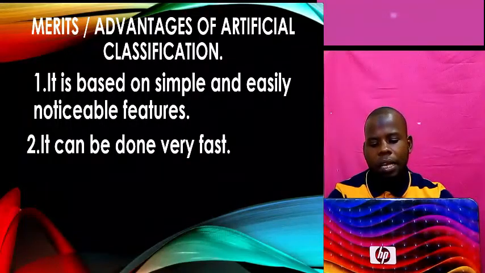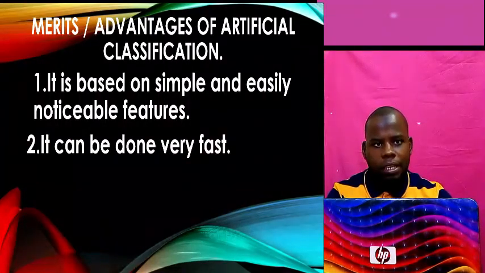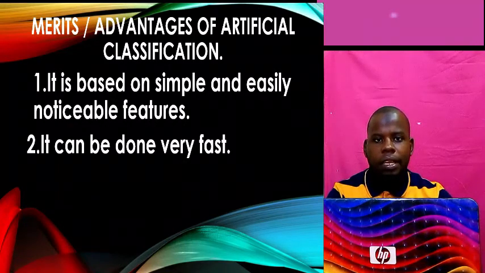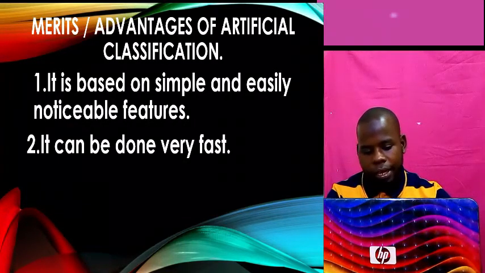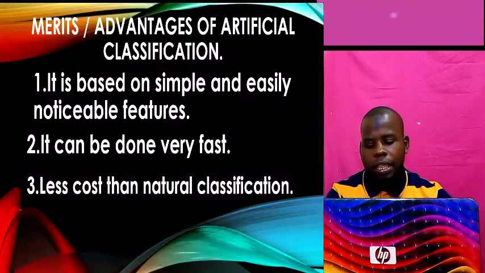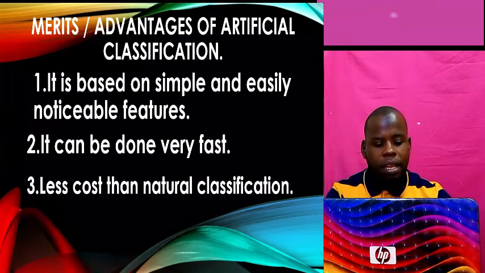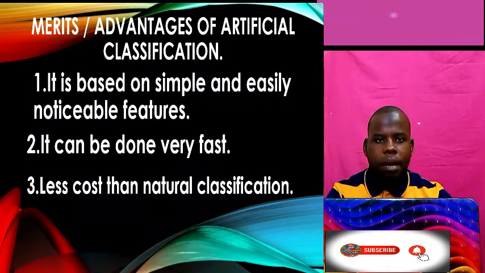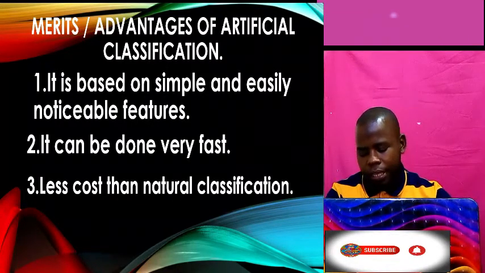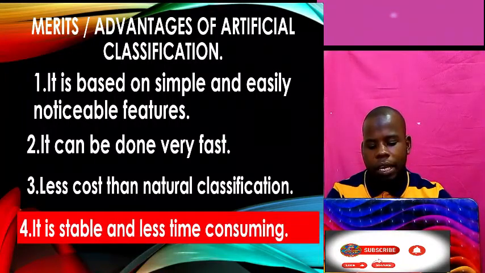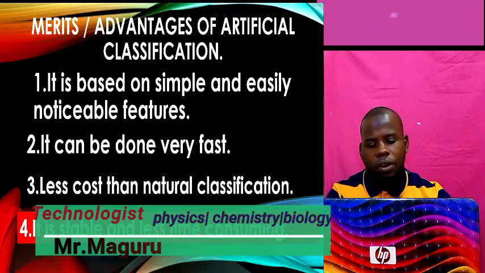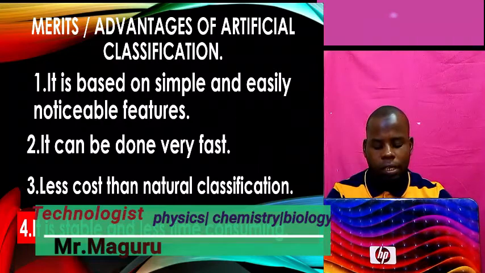Number two, it can be done very fast. It is only for external observation, no research needed, no studying in depth, so it is done very fast. Number three, less cost than natural classification. No much cost is needed. Number four, it is stable and less time consuming. There is no time consumed. Those are the advantages, or merits, of artificial classification.